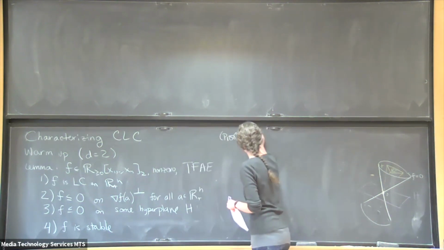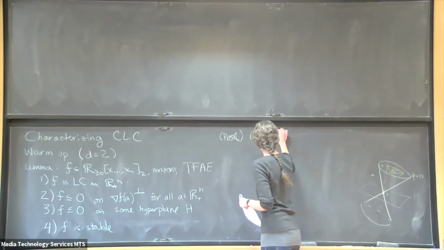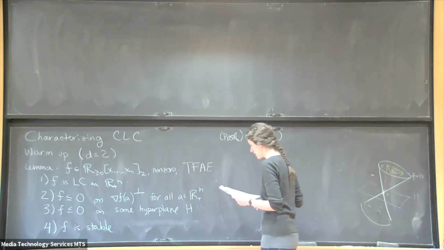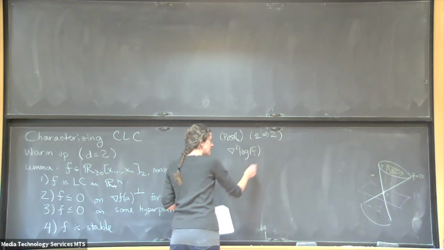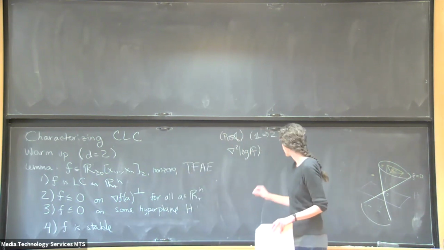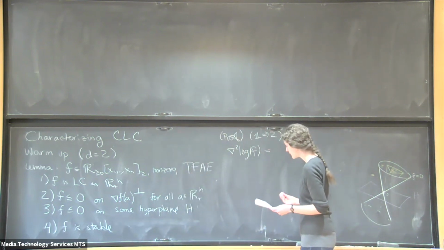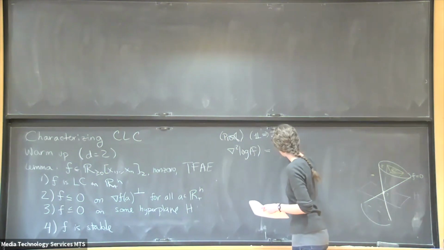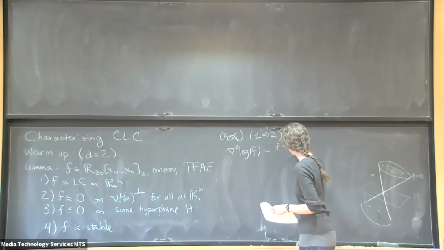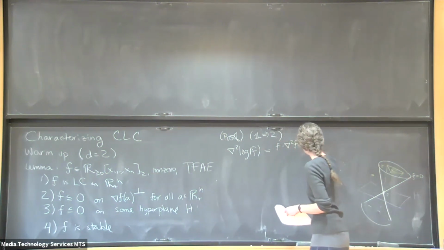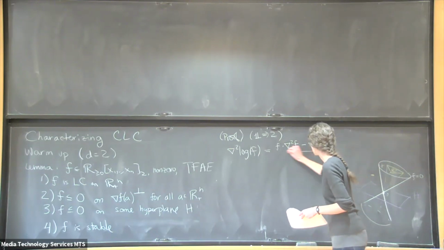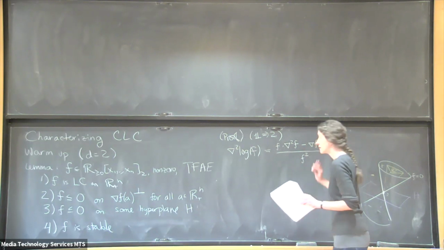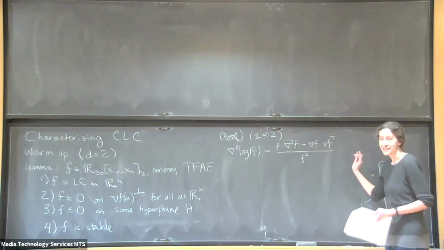This really comes from, I want to at least prove some of this, because it really comes from looking at the Hessian of the log. It really comes from the definition of log-concavity. The Hessian of the log, if you actually write it out, is F times the Hessian of F minus the gradient times its transpose, all divided by F squared. If you actually do out the Hessian, that's what you get.